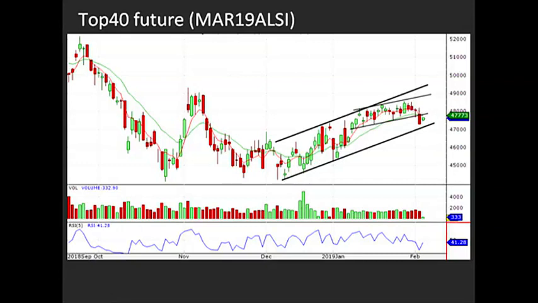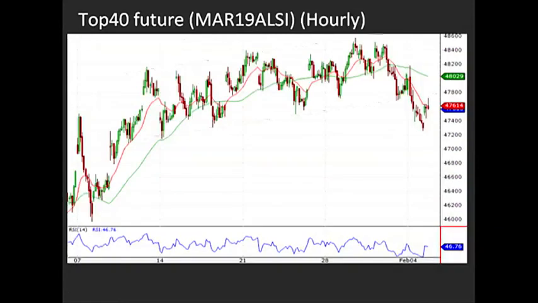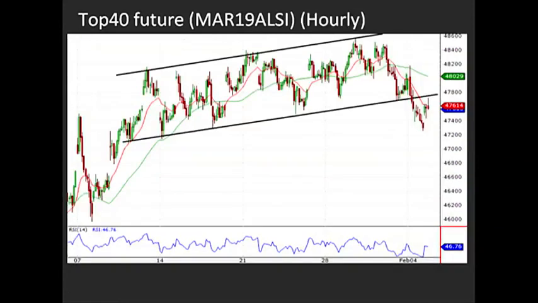If I just zoom in a bit on an hourly chart over here on this top 40 future now, you can see that more clearly, that channel. But this being an hourly chart, every candlestick pattern here represents 1 hour worth of trade.